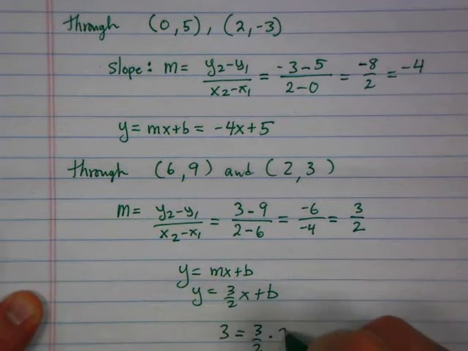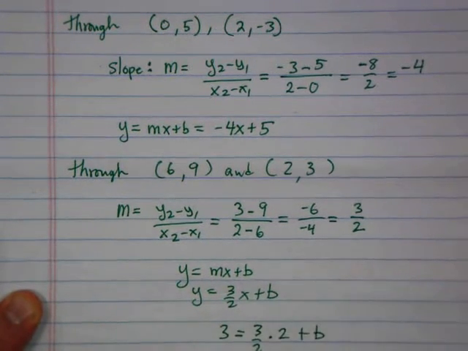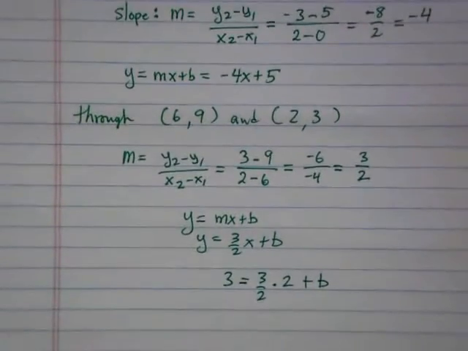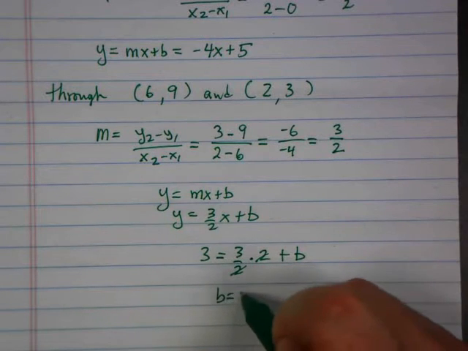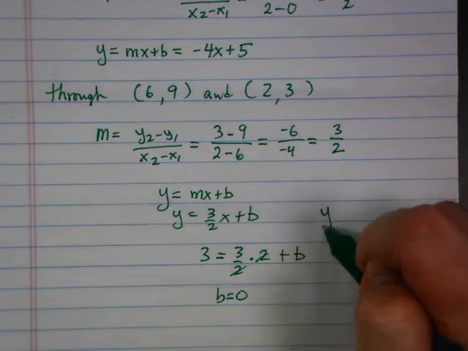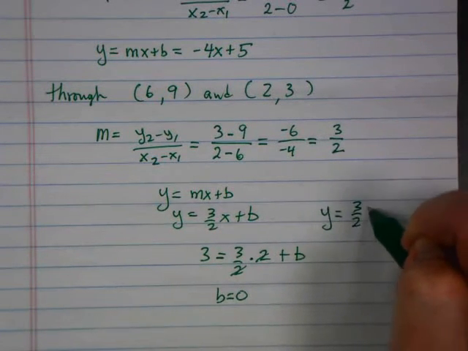3 equals 3 halves times 2 plus b. What's 3 halves times 2? 3. The 2's reduce out. How do you get the b all by itself? Subtract 3. B is 0. So it looks like our final answer is y equals 3 halves x.